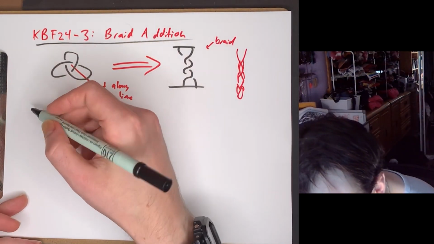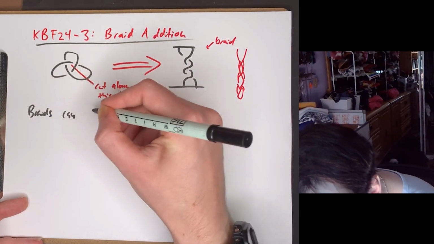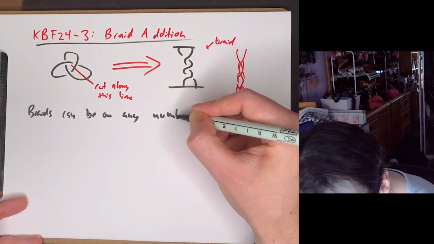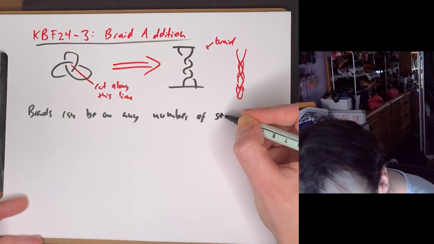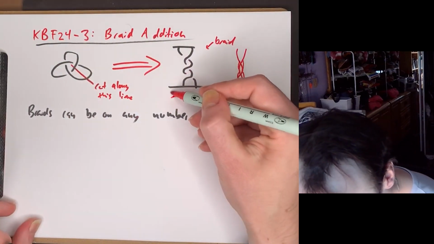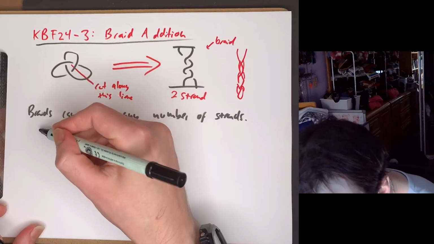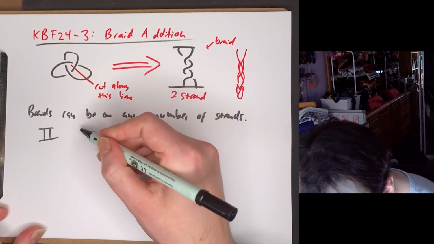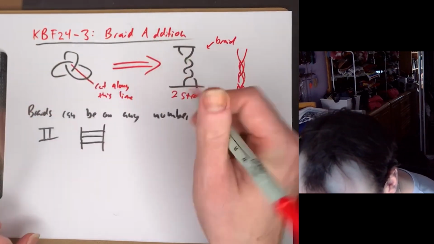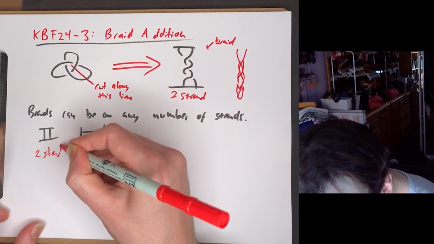So braids have a number of properties. Braids can be on any number of strands. So this, for example, is a 2-strand braid. We can draw our braids up and down like this, or we can draw them side to side like this. This is a 3-strand, a 2-strand.